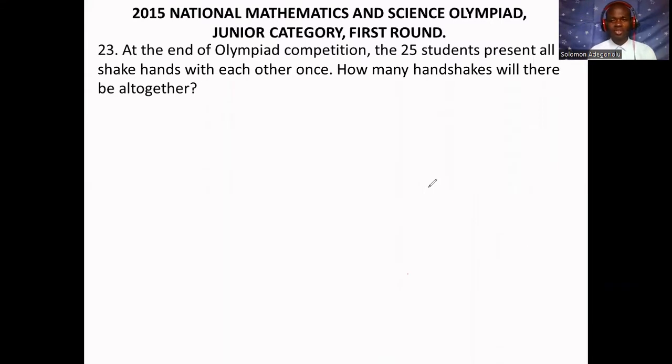If we have 25 students, the first student will shake hands with 24 students. The second student has already shaken hands with the first student, so the second student will shake hands with 23 students. The third student will shake hands with 22 students, the fourth student with 21 students, and the process continues like that.